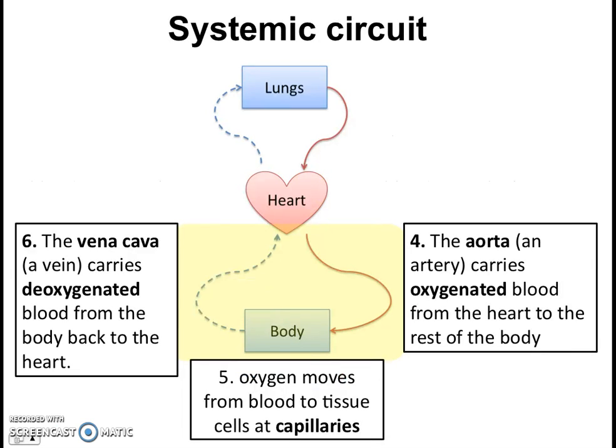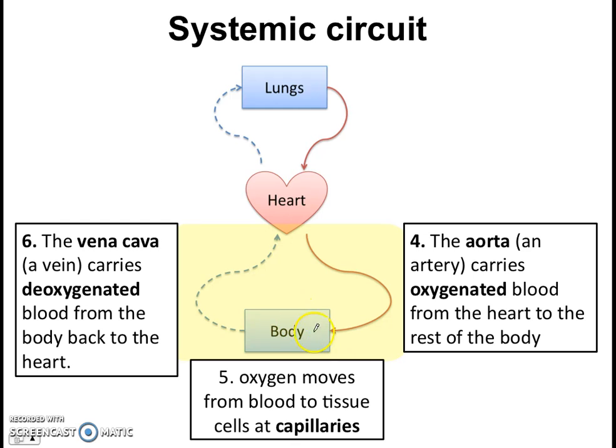And then the oxygenated blood is transported to the rest of the body, right, which needs oxygen. And the artery that carries the oxygenated blood from the heart to the rest of the body is called the aorta. Right? It's an artery because it carries blood away from the heart.